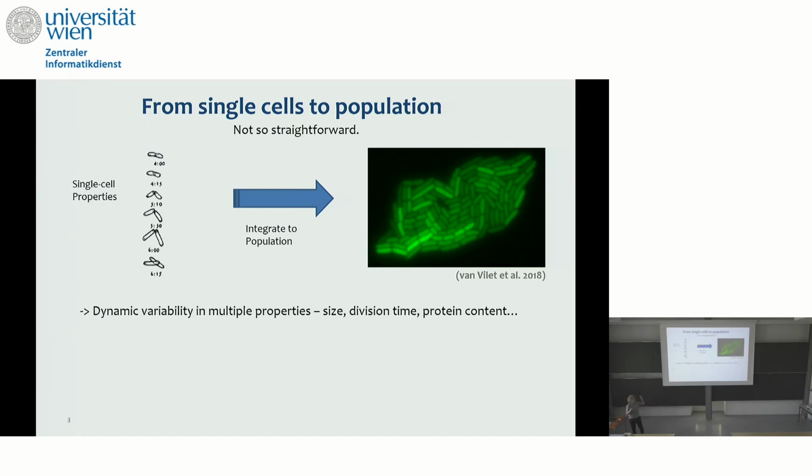And this is quite different from what we're used to in statistical mechanics, where we know the properties and the statistics of the single element, and from that we learn the properties of the population. But in a cell population, things are quite different. First of all, it's a dynamical system. The variability itself is dynamic in many properties that we can measure. Any property that we can measure is variable, and it also changes across time.